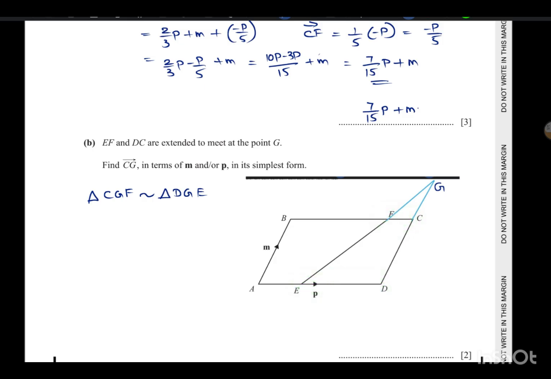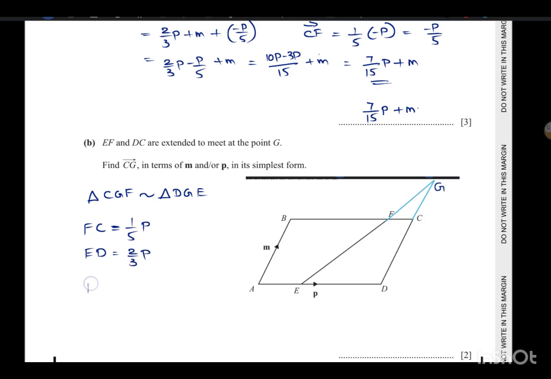So let us take the similarity and see that the sides are proportional. FC is proportional to ED. If we find the relationship between these two sides, then we can find the value of CG. What is FC? We have already found that FC is 1 out of 5 parts, so 1 by 5 multiplied by P is FC. And ED is 2 out of 3 parts of P.